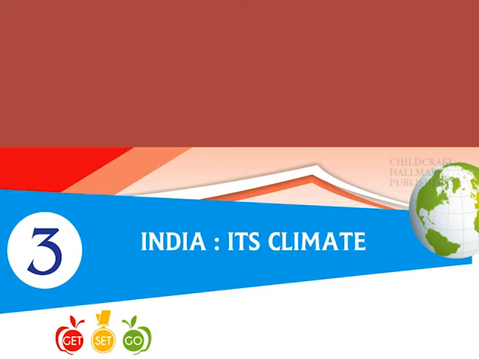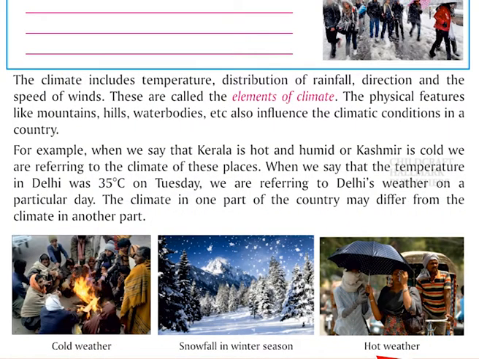India, its climate. The climate includes temperature, distribution of rainfall, direction, and the speed of winds. These are called the elements of climate. The physical features like mountains, hills, water bodies, etc. also influence the climatic conditions in a country.